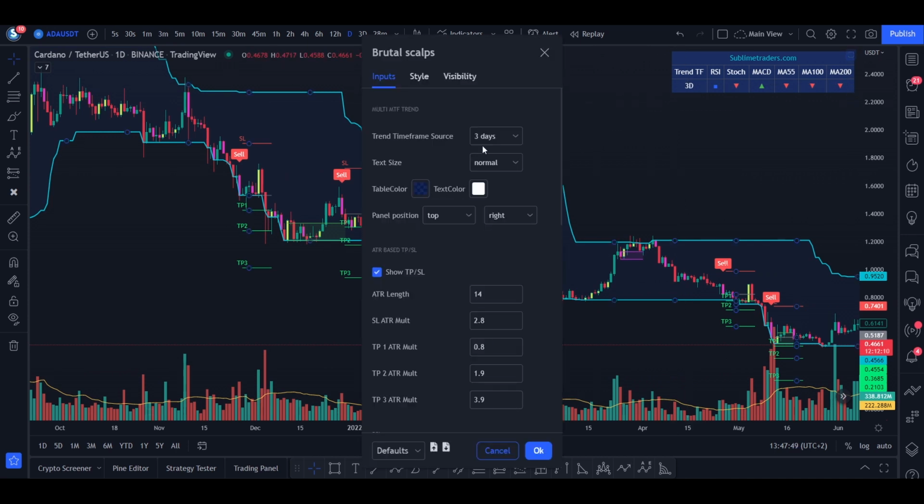By the way, these are the settings that I used. So I'm using a 3-day time frame for the trend detection, and I'm using the normal ATR length with a multiplier of 2.8 for the stop loss, TP1 0.8, TP2 1.9, TP3 3.9.